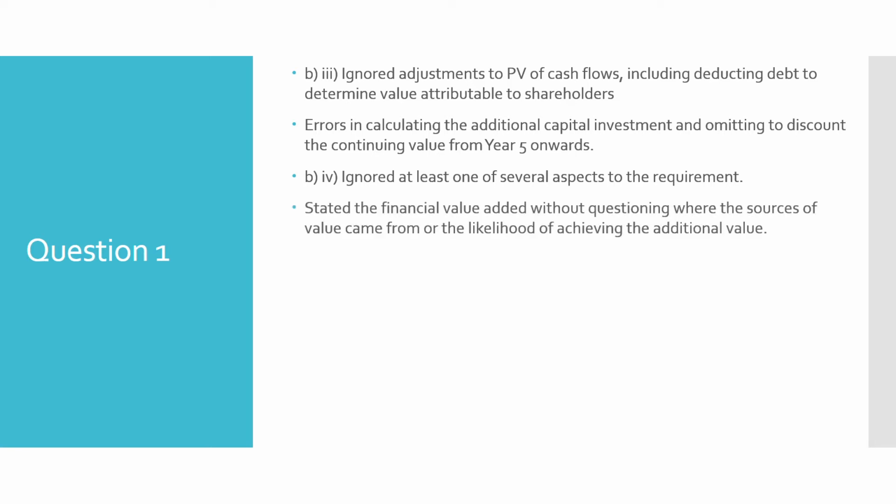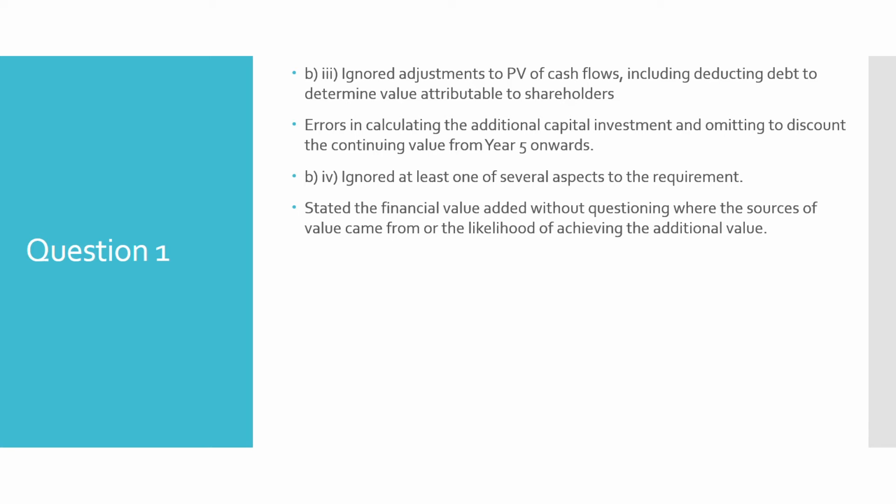Next, candidates have just stated that financial value is added, that's it, but they didn't question that, right? Without questioning where the source of the value came from. You need to question the source always in any AFM paper. Whenever financial value is there, you need to question where it is coming from, what is the source, right? And also the likelihood of achieving: what is the percentage chance of achieving this additional value? Is it likely that this financial value is being added, or is there a rare chance of it? So all this needs to be taken into account, right?